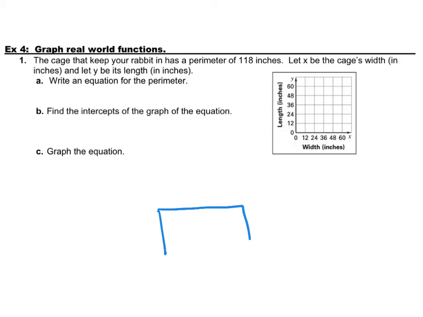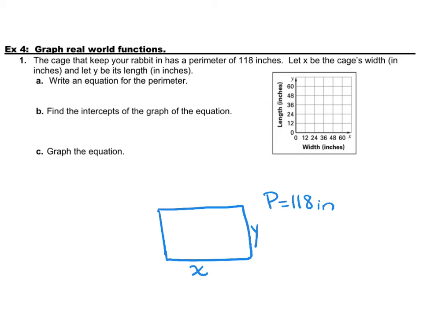So I've got this cage, and it says it has a perimeter that is equal to 118. So that is the distance around it. Let x be the cage's width. So this is our width. And let y be its length in inches.